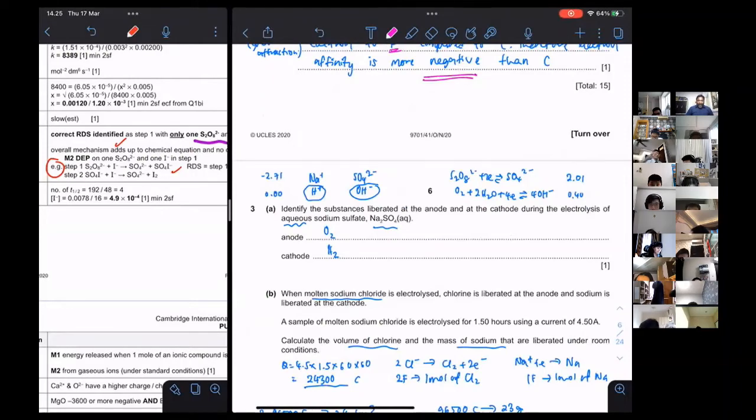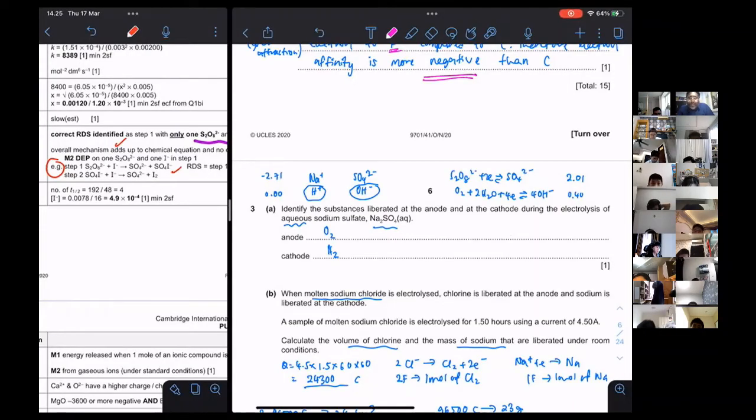Number 3: identify substances liberated at the anode and the cathode during the electrolysis of aqueous sodium sulfate. Now, if you studied in your IGCSE and you memorized everything in IGCSE, maybe it's going to be very easy for you to answer this. But remember, I told you, whatever you learn in IGCSE, now you have the data booklet. You no need to memorize anything. You can just use them.